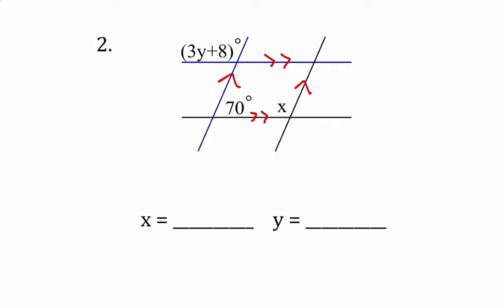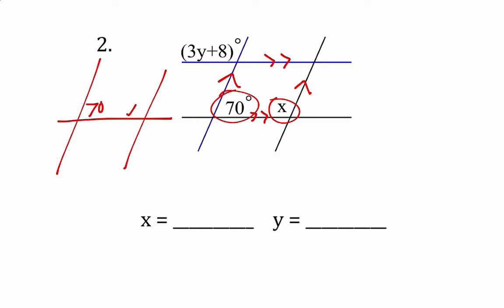The first thing I'm looking at is the 70 degrees and the X. The transversal that creates both of those would be this line as it cuts across these two. So 70 is here and X is here. Those are consecutive interior angles, which if the lines are parallel, and they are, then those are supplementary. So that means X has to be 110 to add up with 70 to be 180.